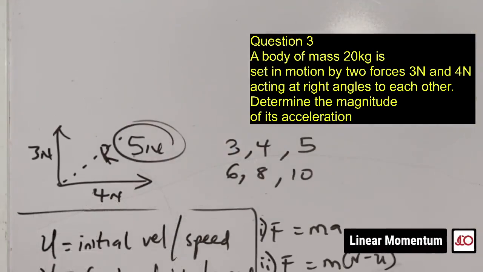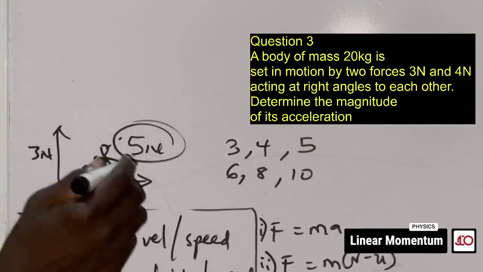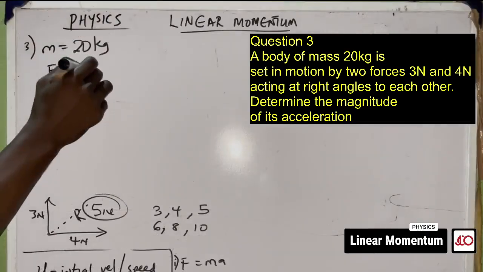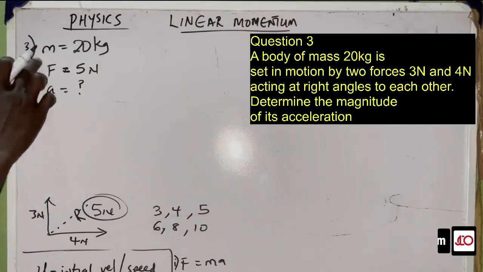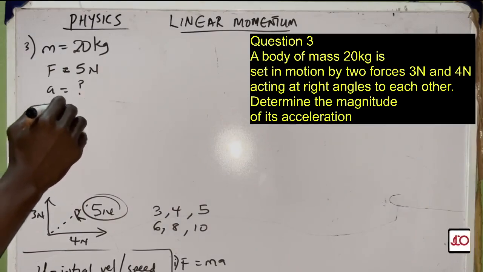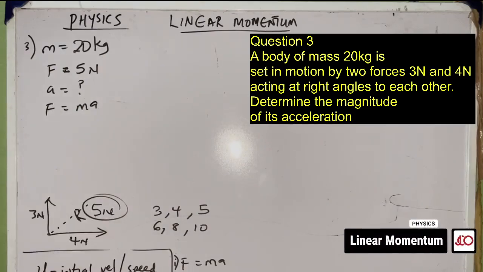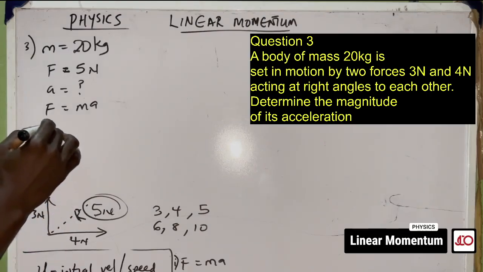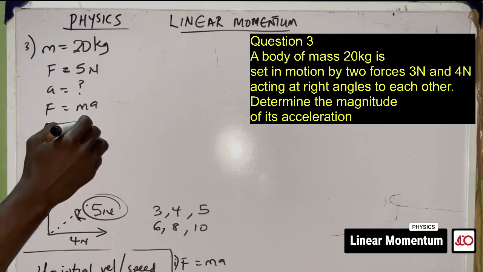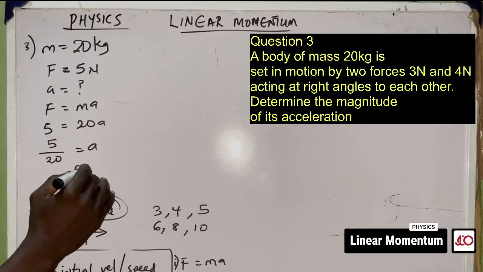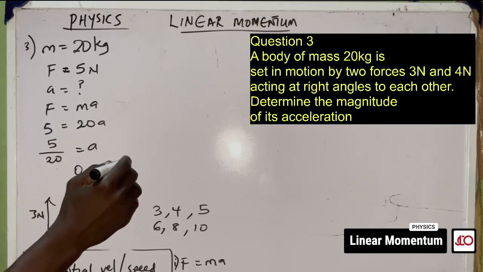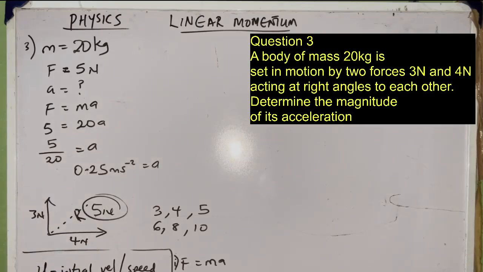Okay, so since both are acting at right angles to each other, the resultant force is 5 Newton. You're not going to use 3 or 4, no. Take the resultant. Now you are asked to find the acceleration. Mass is already in kg, so no conversion. Force is equal to ma. That's the first formula you're going to use. Your force is 5, the mass is 20 times your a. Of course, divide by the coefficient, and that will give you what? 0.25 meters per second squared as your acceleration.